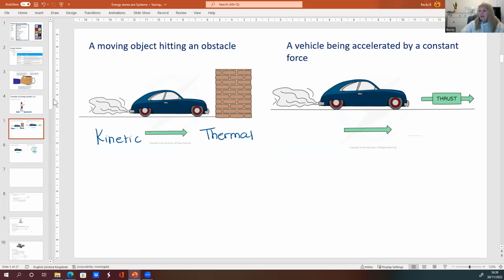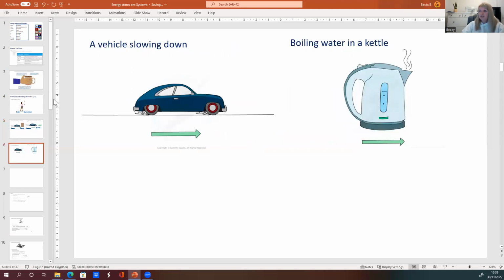A vehicle being accelerated by a constant force. So we've got chemical that's in the fuel, and we're accelerating that, we're applying that force, so we're changing that into kinetic. Just some examples of how these energies change. We've got a vehicle slowing down. So we've got kinetic energy. And as we apply the brakes, we're probably transferring some of that, directly, to thermal.